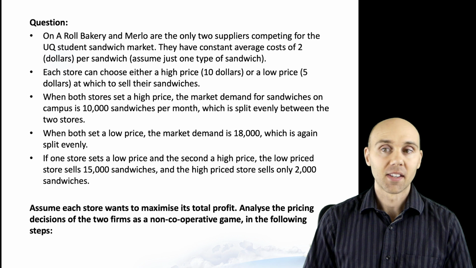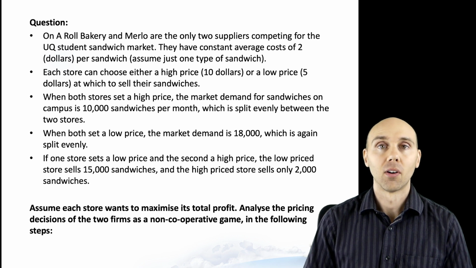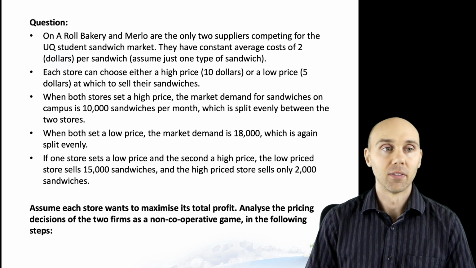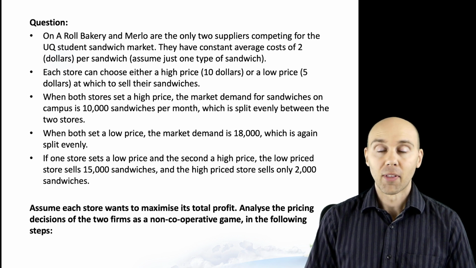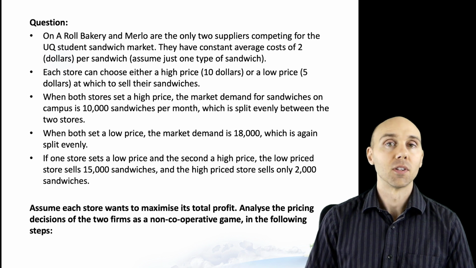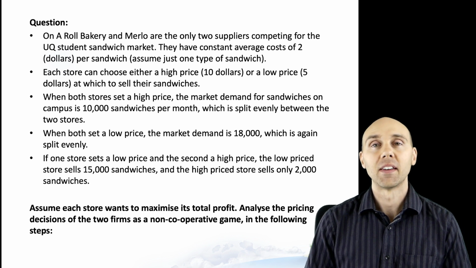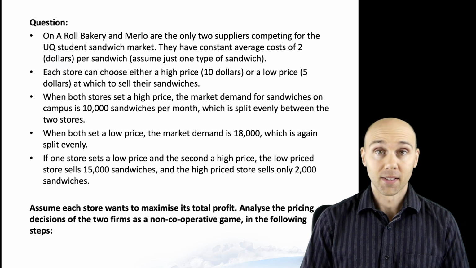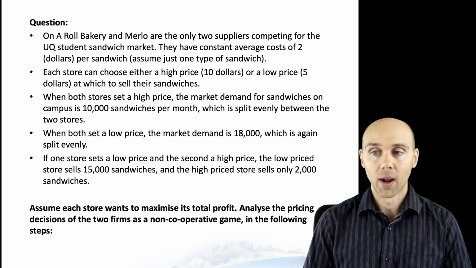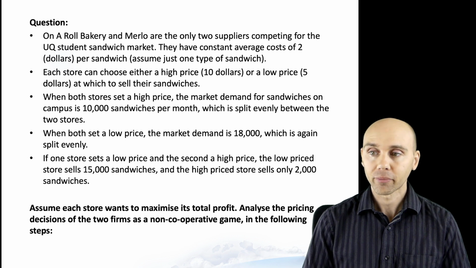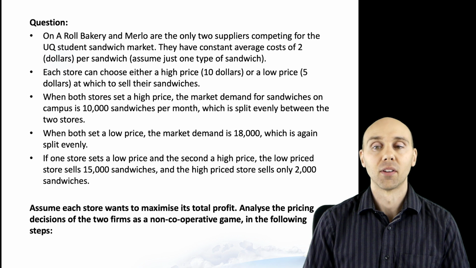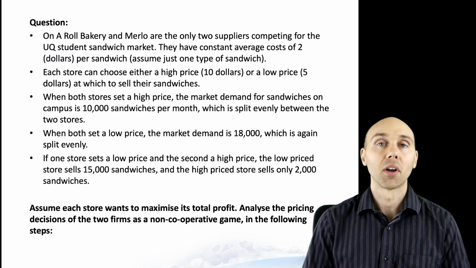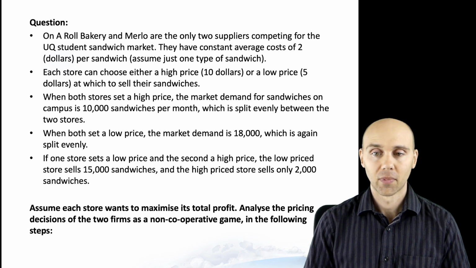So when both stores set high prices, the market demand on campus for sandwiches is 10,000 sandwiches a month, and that's split evenly between the two stores. If they both set a low price, well, good news for us, cheap sandwiches, and the market demand is 18,000 sandwiches a month, which is again split evenly. But if one store sets a low price and the other sets a high price, the low price store sells 15,000 sandwiches a month, and the high priced store sells only 2,000 sandwiches.